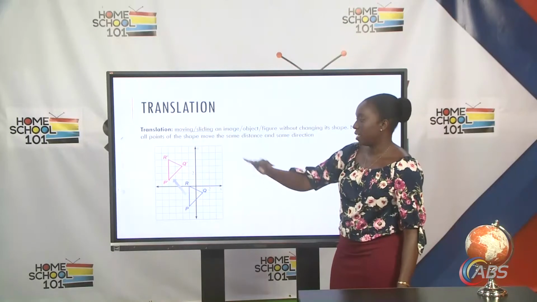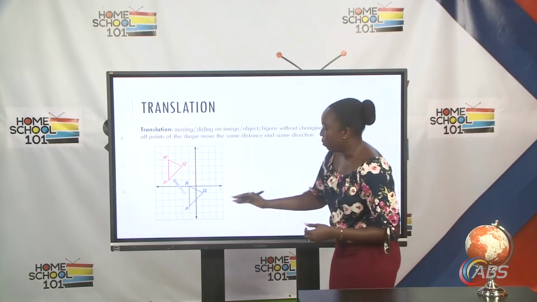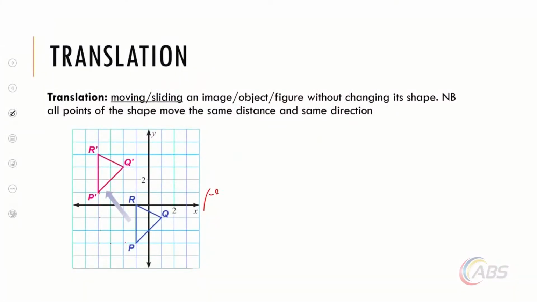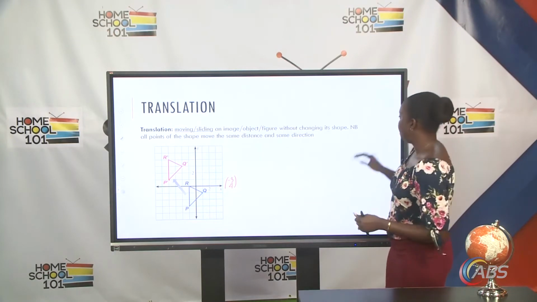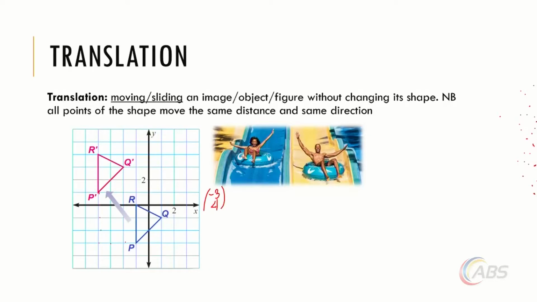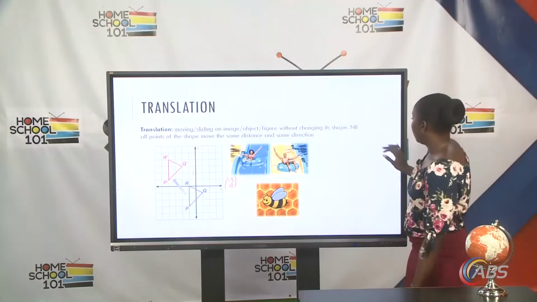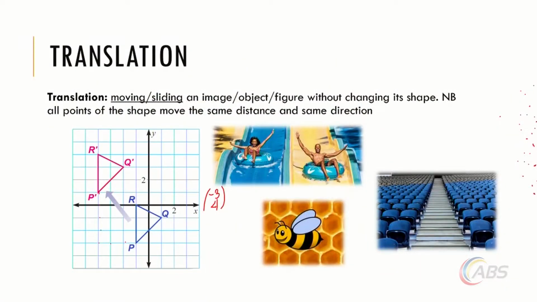And so this translation can also be represented as what we call a vector. So we went to the left 3 places, and we went up 1, 2, 3, 4 places. And so that could be described as a negative 3, 4 translation, okay? Just an example. In real life, we have some examples here of where we can see translation, right? So these are just some examples of translation in our everyday life.